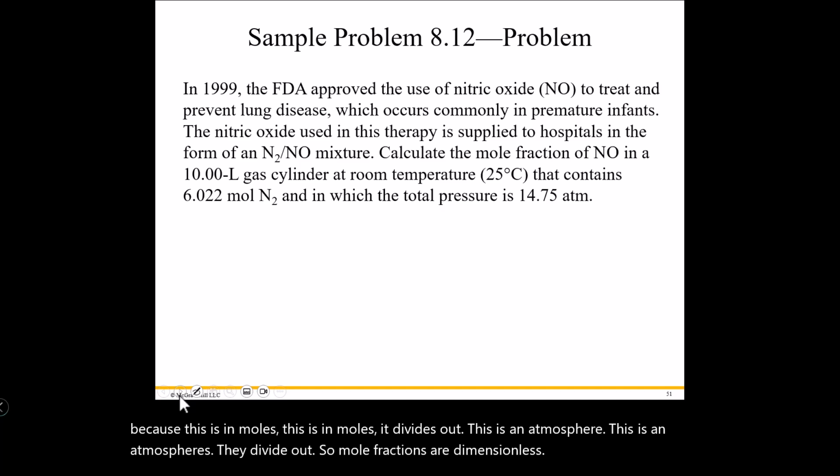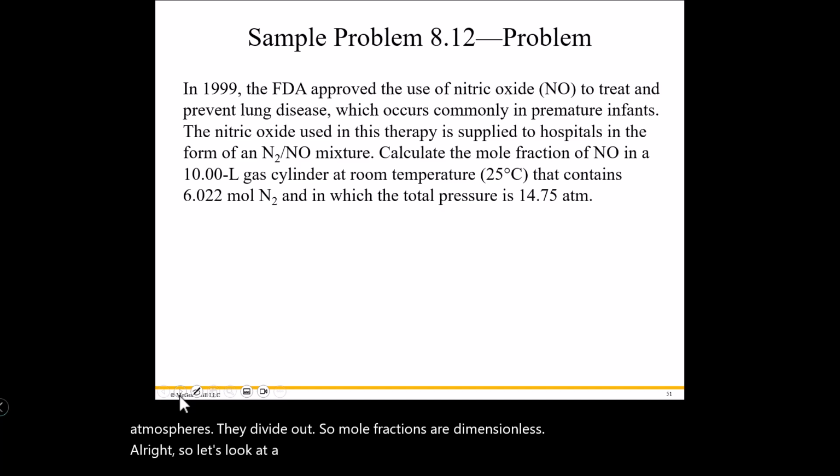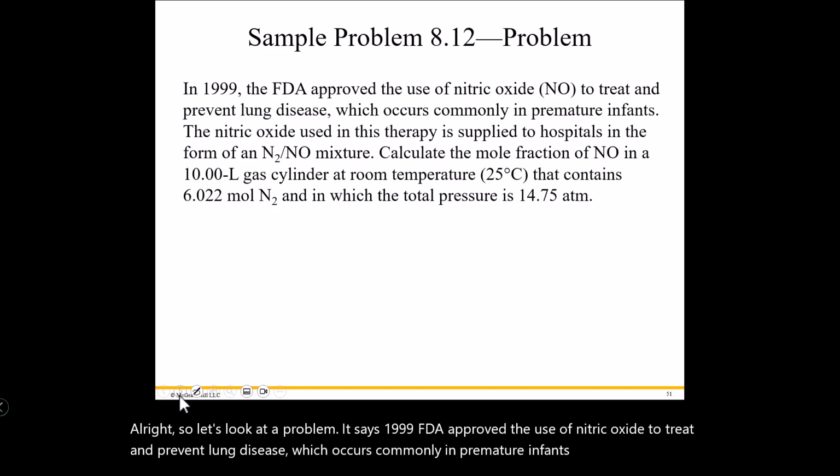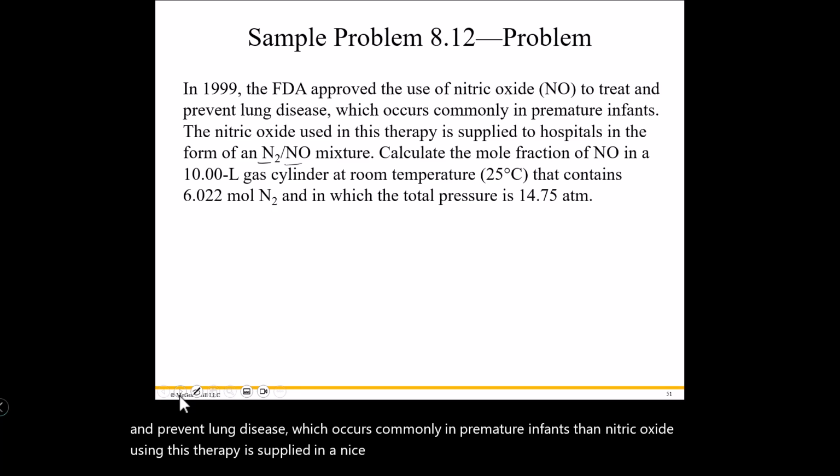All right, so let's look at a problem. It says in 1999, the FDA approved the use of nitric oxide to treat and prevent lung disease, which occurs commonly in premature infants. The nitric oxide used in this therapy is supplied in a nitric oxide mixture. Calculate the mole fraction of nitric oxide.